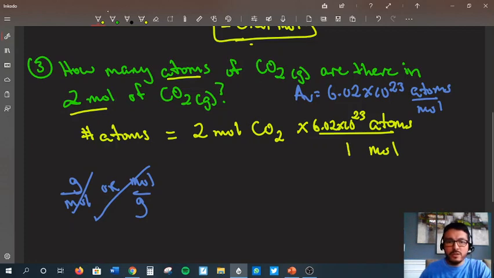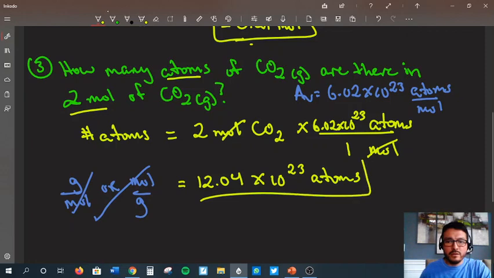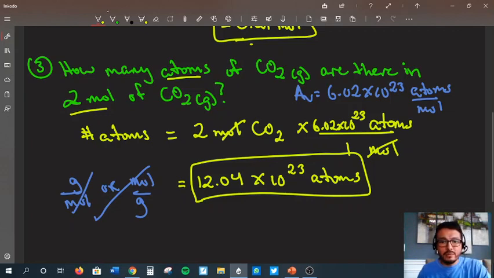So what we're really doing here is taking 2 and multiplying it by that. Notice that your mole cancels out, and we're left with, here we're just multiplying it by 2, so it's 12.04 times 10 to the 23 atoms. So that is our final answer. We figured out that in 2 moles of CO2, there's 12.04 times 10 to the 23 atoms.